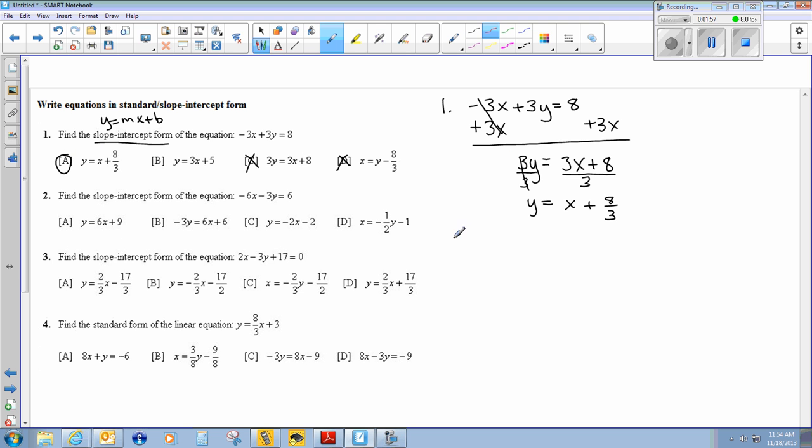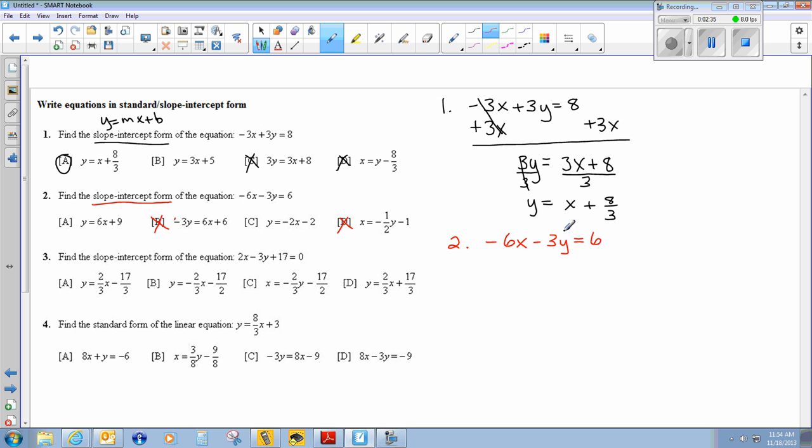For number 2, very similar question. We want to find the slope-intercept form of this equation. That means I want it to be in y equals mx plus b format. This one is solved for y, so it's a possibility. This one is not solved for y, so we're going to eliminate that as a choice. It's not in the format that we want it to be in. This one is solved for y, but this one is solved for x, so we can eliminate that one as well. And then we'll write down our equation, negative 6x minus 3y equals 6.